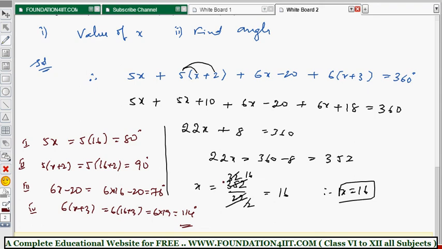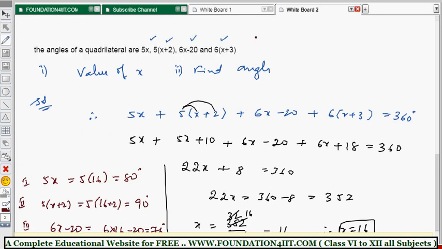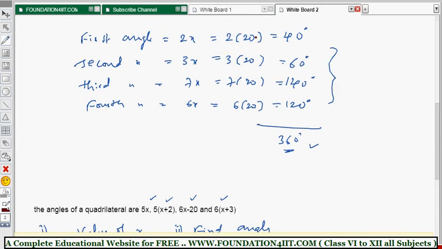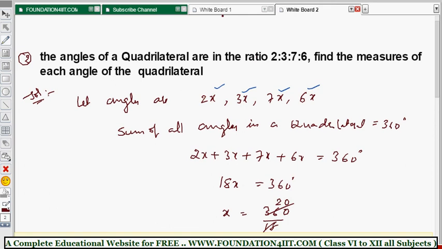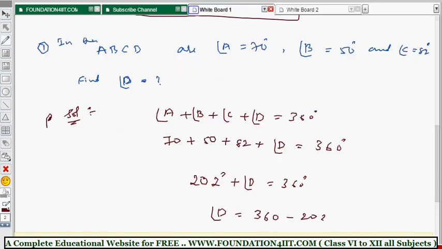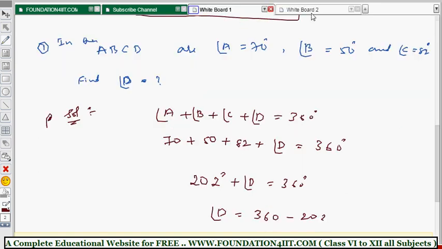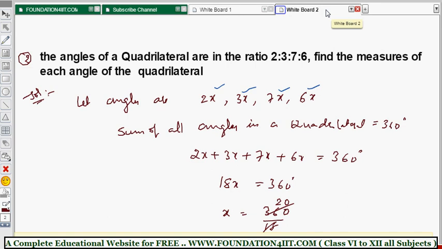You can add these 4 for verification purposes. 80 plus 90 plus 76 plus 114, you will get 360 degrees again. So like this you will get problems based on this: the sum of all the angles of a quadrilateral is 360. Using the theorem we can prove this. Okay, this is a simple thing. Next we will see various types of quadrilaterals. There are many types. We already know a few of them: parallelogram, trapezium, rectangle, square, rhombus. So there are 5 types of quadrilaterals, and I'll explain their properties now.